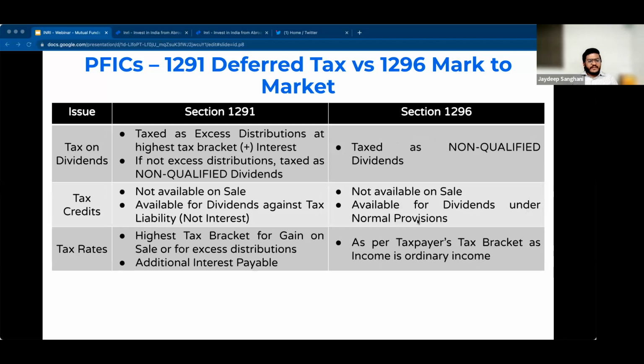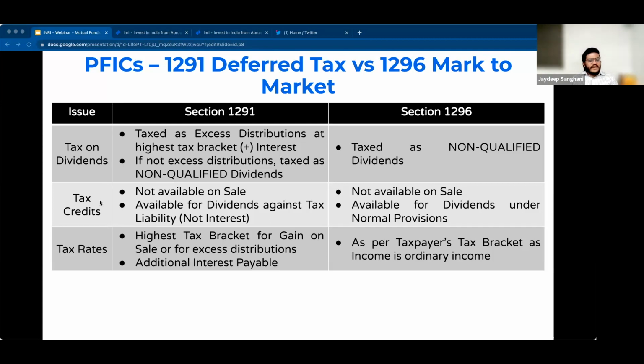So, tax on dividends. For 1291, there is a term that is excess distributions. I already explained the definition of it. Let's say that if you have excess distribution, it is the same as you have a gain. You will be paying taxes at the highest tax rate plus interest, and the dividends are not qualified dividends. For the US, again, qualified dividends could have lower tax rates, but in the situation of 1291 or for 1296, dividends are always taxable, but as ordinary income and not as qualified dividends, so we do not have a benefit of lower tax rate or dividends on mutual funds.